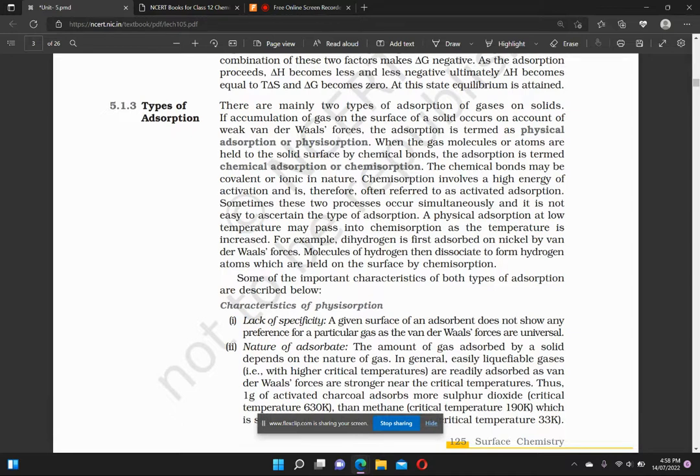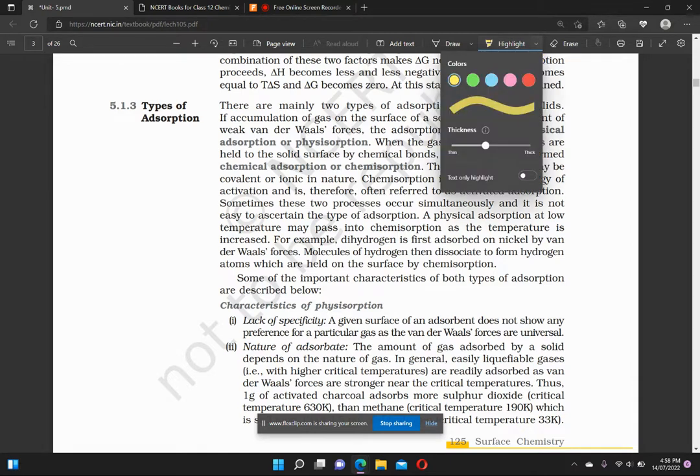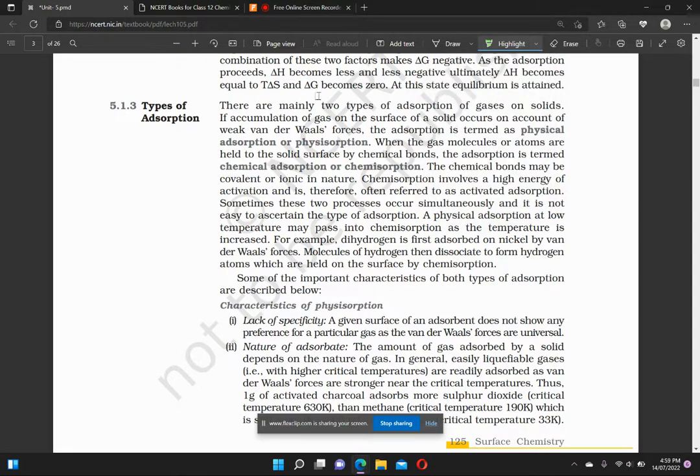So now we will study types of adsorption. We are going to highlight the important things with maybe a different color. Yeah, so there are mainly two types. Just read the heading, that is types of adsorption, then you read that it is two. Then they have weak van der Waals forces. No need to study the rest of the lines. It's not useful.